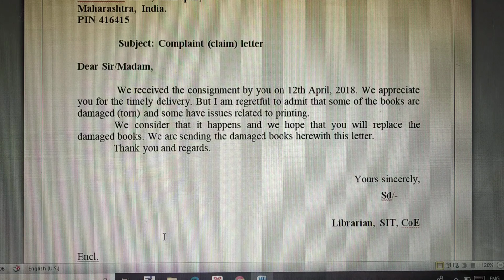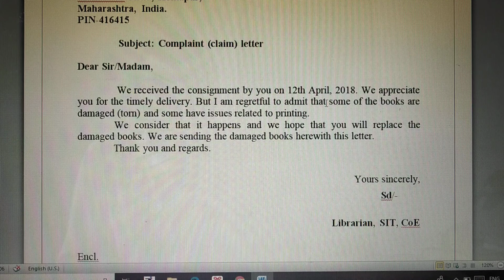But when you are going to write the main body of the letter, then you should divide it into 3: introduction, details and request. See, here it is written in the 2. We received the assignment by you on, means we received your delivery of product on 12th April 2018. Now what is it?